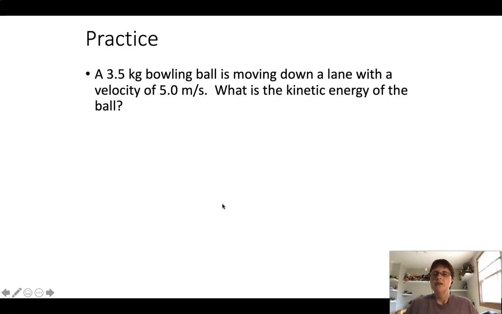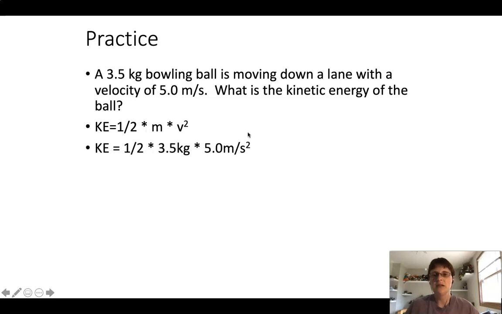All right, so for the kinetic energy, the first one is a 3.5 kilogram bowling ball moving down a lane with a velocity of 5.0 meters per second. What is the kinetic energy of the ball? We know we need to use our kinetic energy formula, that's 1/2 times the mass times the velocity squared. We've got the mass, we have the velocity, so we can plug those in. So 1/2 times 3.5 times 5 squared.